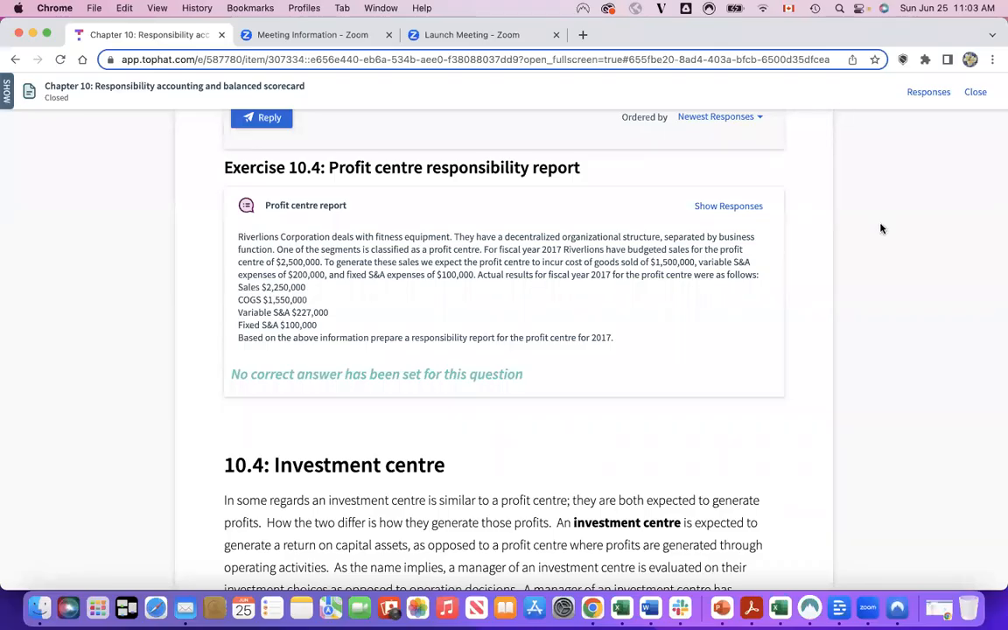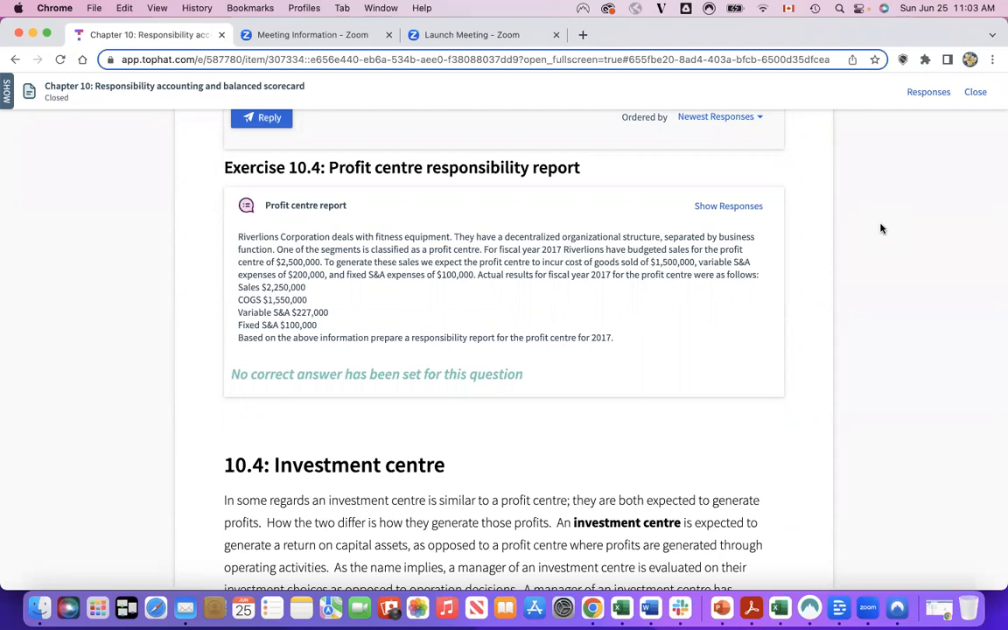All right, let's look at exercise 10.4, dealing with a profit center responsibility report. River Lions Corporation deals with fitness equipment. They have a decentralized organizational structure separated by business function. One of the segments is classified as a profit center. For fiscal year 2017, River Lions have budgeted sales for the profit center of 2.5 million.